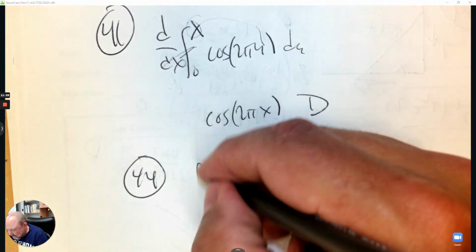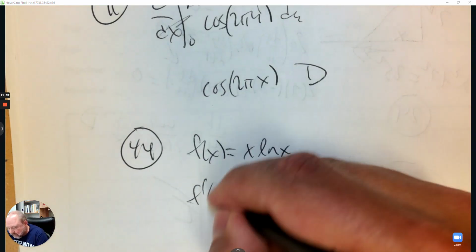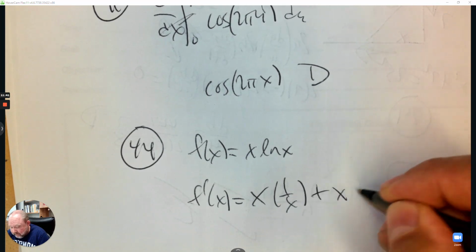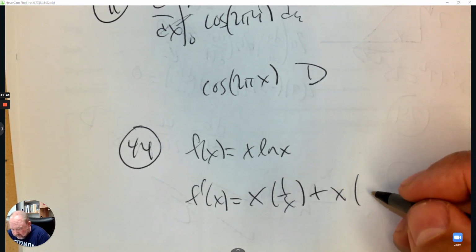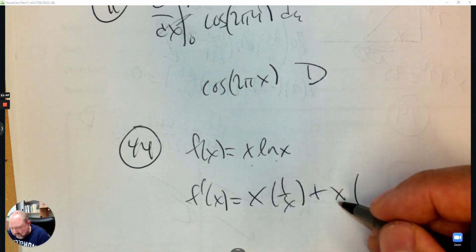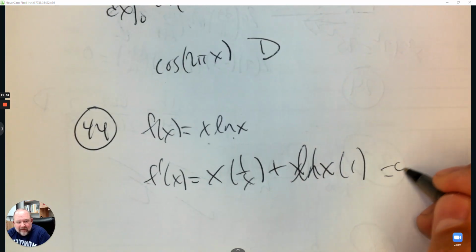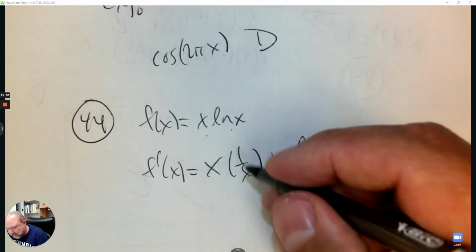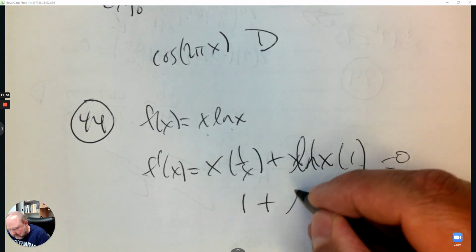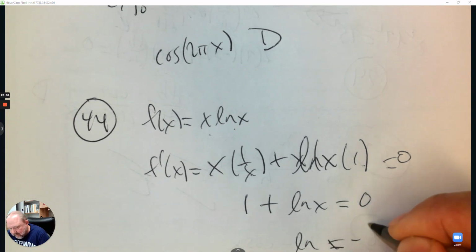What's the minimum value here? How do I find that? Well, minimum means take the derivative. I'm going to use the product rule. The first times the derivative of the second plus the second times the derivative of the first, which is just 1. Make it equal to 0. So x times 1 over x is just 1. This is ln x. So ln x equaling negative 1.